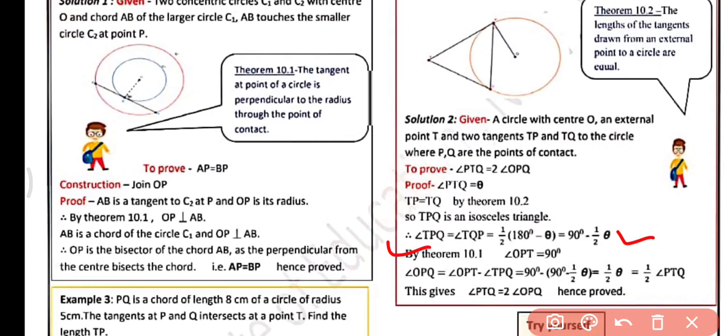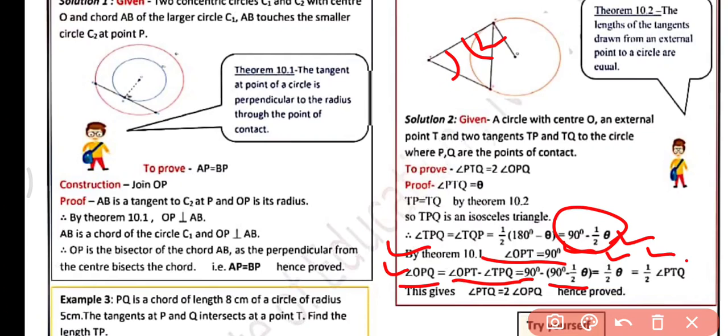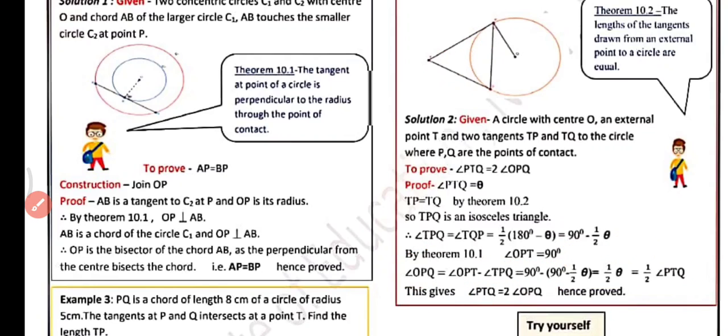Now by theorem 10.1, you can see angle OPT. This complete angle is 90 degrees, and this angle is 90 minus half of theta. So OPQ equals OPT minus TPQ, and that is 90 minus (90 minus half of theta). This will be half of theta, and half of theta is equal to half of angle PTQ. So this is what we were to prove. This gives the result PTQ equals twice of angle OPQ, and hence proved. Do this example carefully as this is very important from the examination point of view.